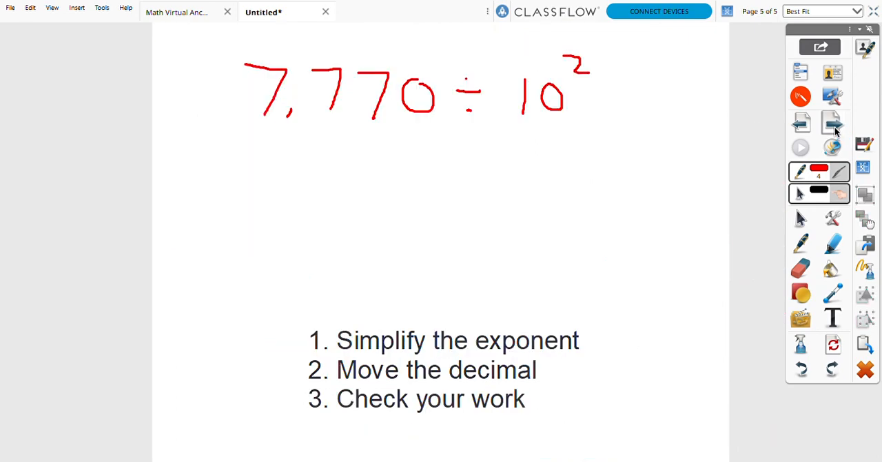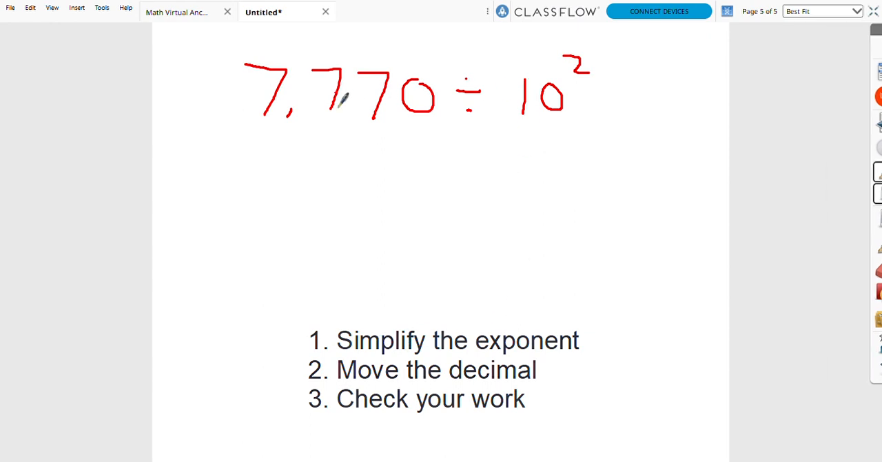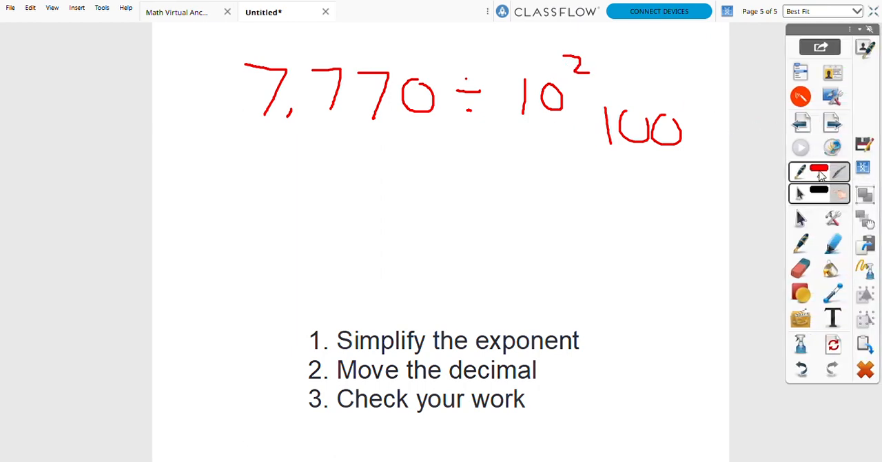Last thing here. You're going to see problems today that have exponents. There's 2 things you can do. Just simplify and understand that exponent. We know 10 to the second power is really 100, right? So we're just taking this number and dividing it by 100. You could just move it to the left, not the right, 2 spots. So here's your decimal point right here. You could go 1, 2 and rewrite that as 77.70. You can even drop that 0 and just have it 7.7.